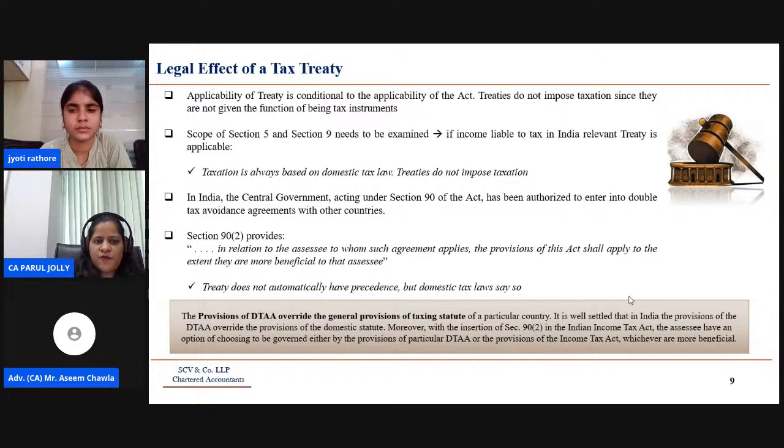In India, we have Section 5 and Section 9, which define the scope of income and the scope of taxability, and then for going to treaty provisions, the legal sanctity is through Section 90. Section 90 allows the taxpayer to refer to a treaty in case there is double taxation and a transaction which involves two jurisdictions, and it gives the assessee the option to use the provision which is more beneficial to the assessee.